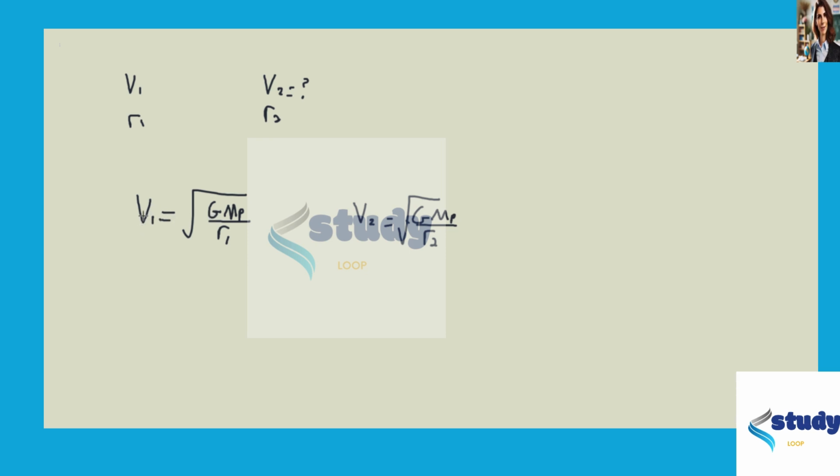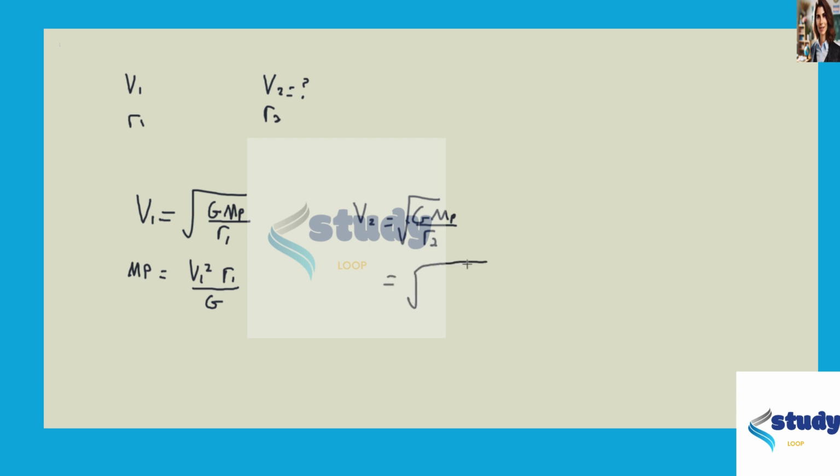In fact, we know velocity, we know radius, so we should be able to just solve for the mass of the planet. Doing that, we square both sides and multiply by r divided by g, and we should get that the mass of the planet is V1 squared times R1 over G. Now we can take this and plug it into the second equation.